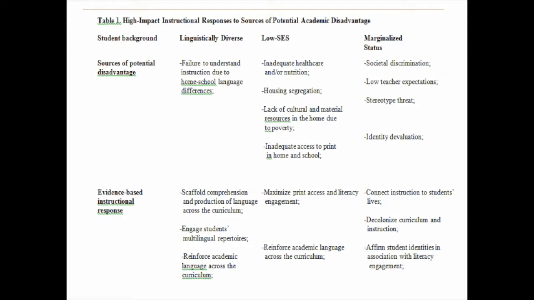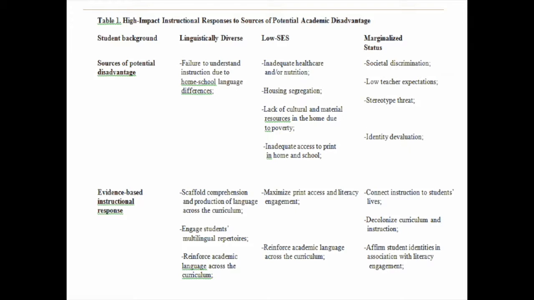There are 3 groups of students that tend to underachieve in a lot of countries. Students coming from linguistically diverse backgrounds, students whose home language is different from the language of the school. And the challenge for them is to learn the language as quickly as possible so that they can understand instruction in that language and catch up academically.